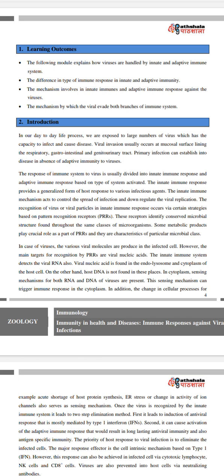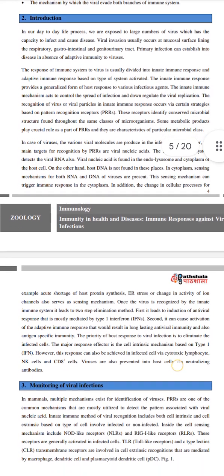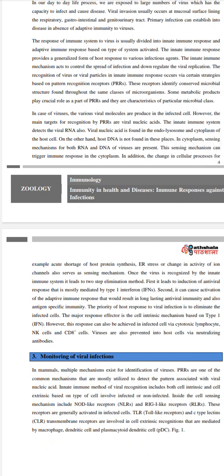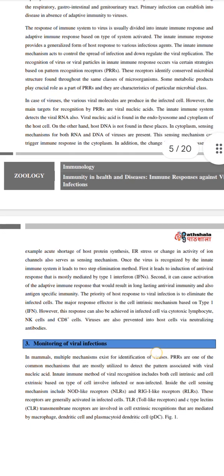The innate immune system detects viral RNA also. Viral nucleic acid is found in the endolysosome and cytoplasm of the host cell. On the other hand, host DNA is not found in these places. In the cytoplasm, sensing mechanisms for both RNA and DNA of virus are present. The sensing mechanism can trigger an immune response in the cytoplasm. In addition, changes in cellular processes, for example, acute shutdown of host protein synthesis, ER stress, or change in activity of ion channels also serve as sensing mechanisms.